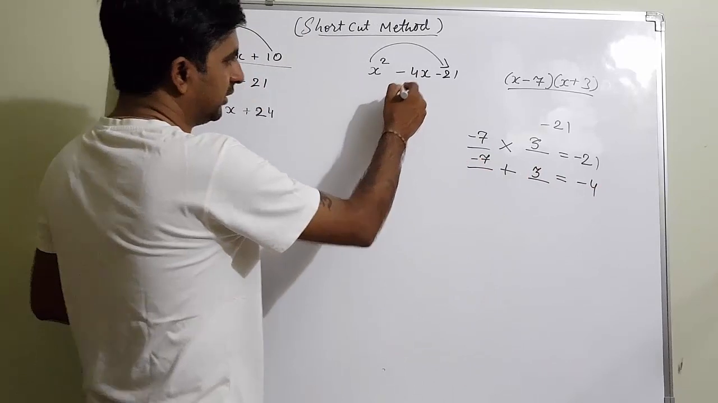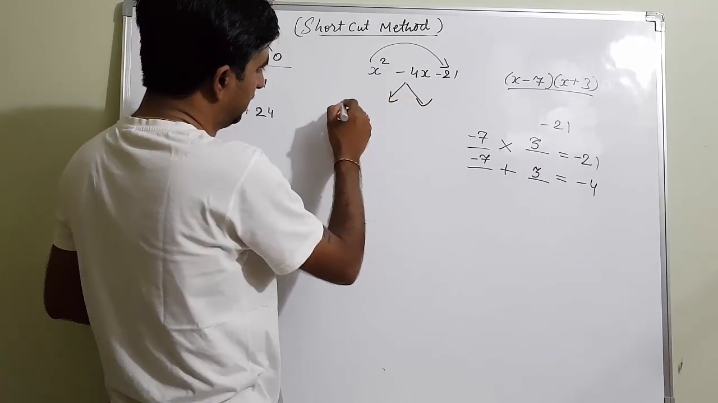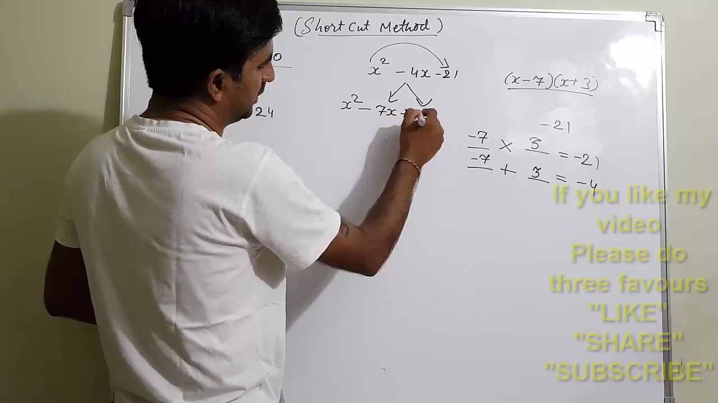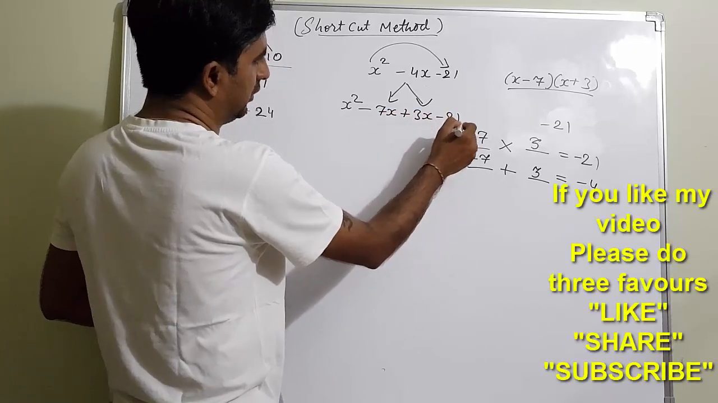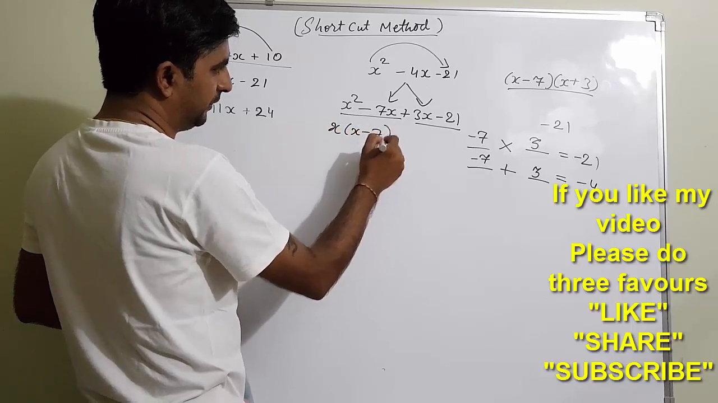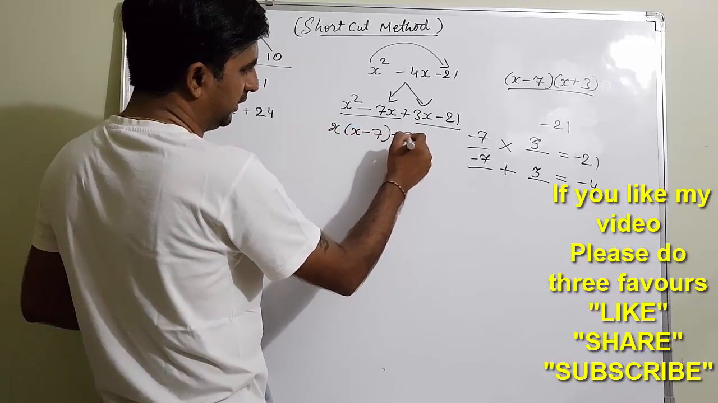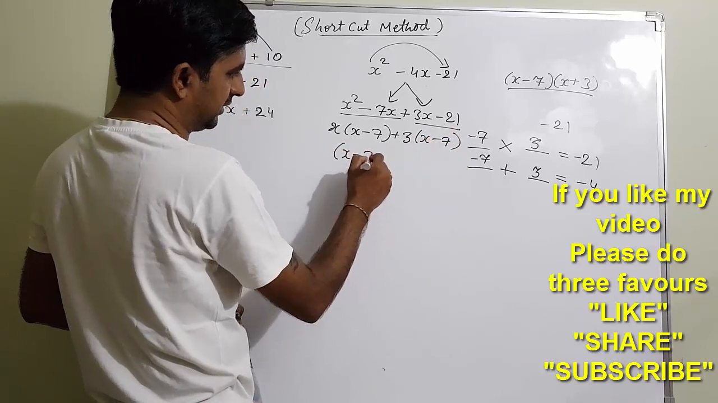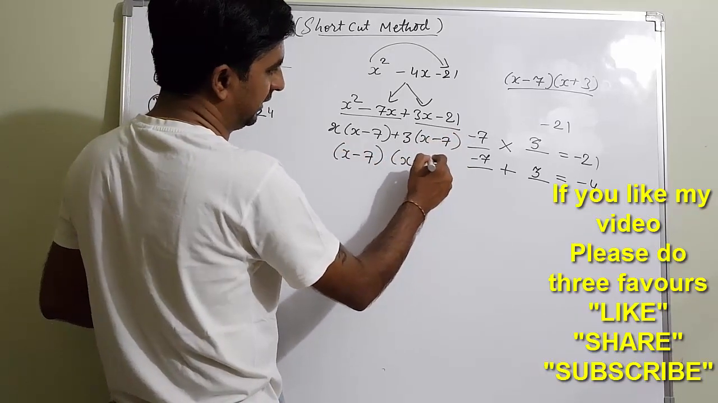Now we were splitting the middle term. Let me see if the answer is correct or not. x square minus 7x plus 3x minus 21. Common from these two, common from these two: x minus 7, and then plus 3 common, x minus 7. And yes, we were getting the correct answer, x minus 7 and x plus 3.